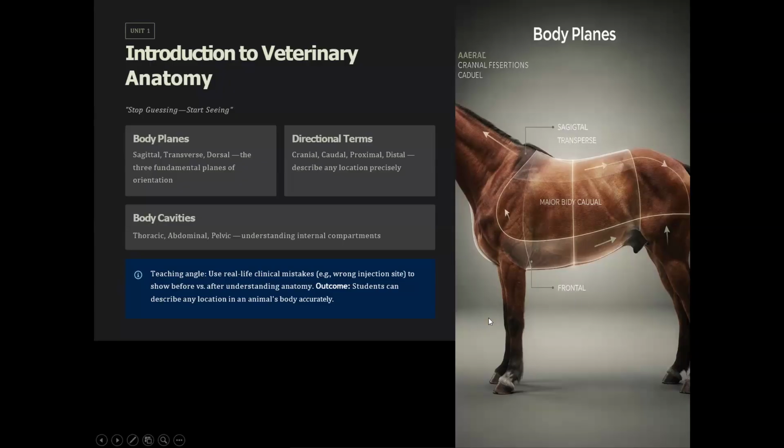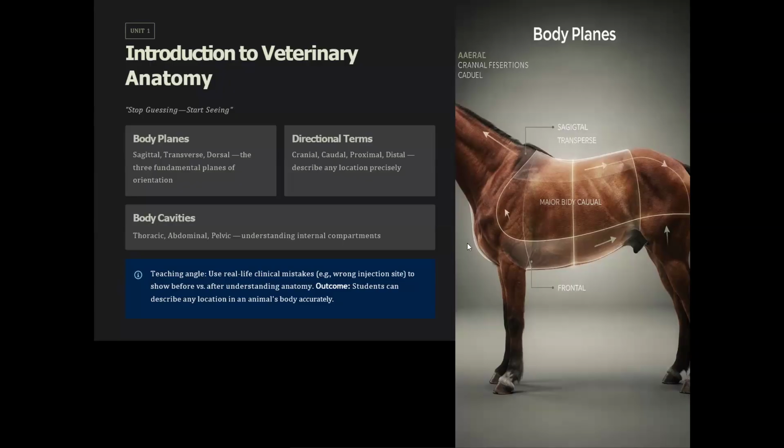Okay. Then we have the transverse plane. Now you see this straight line that runs here. This straight line. This is what we call the transverse plane. Yes. This is the transverse plane. Okay. It divides the body into the cranial and the caudal part.